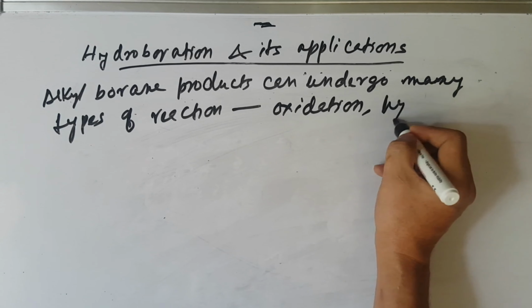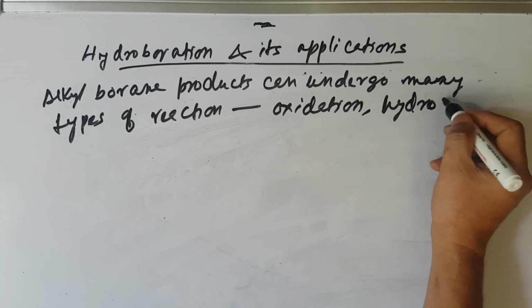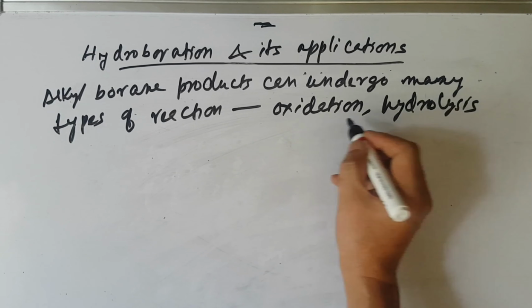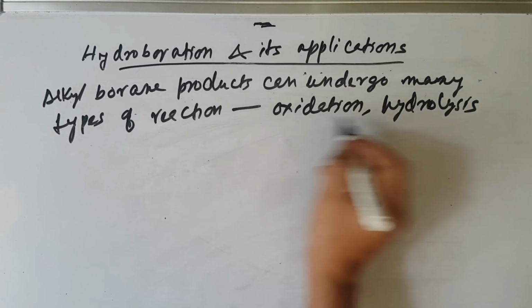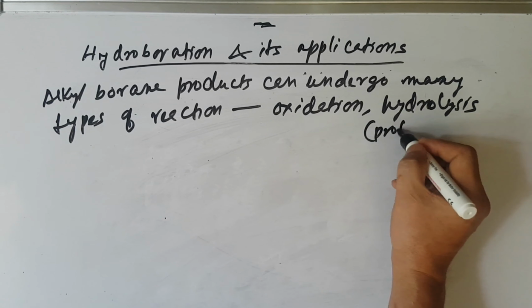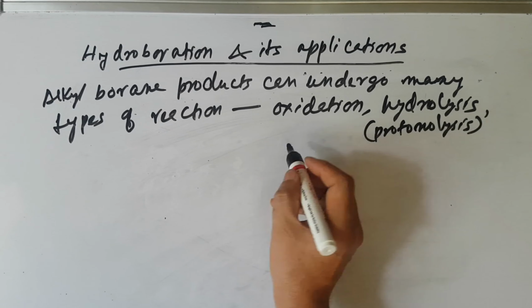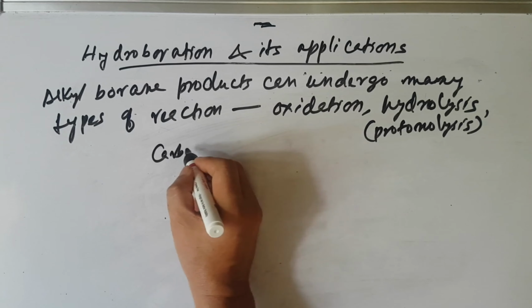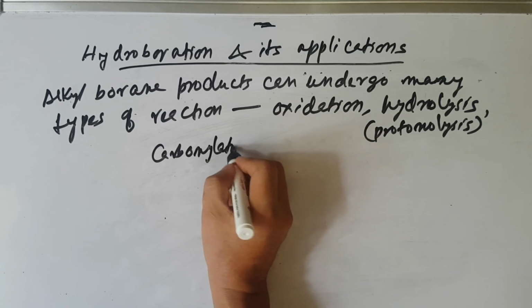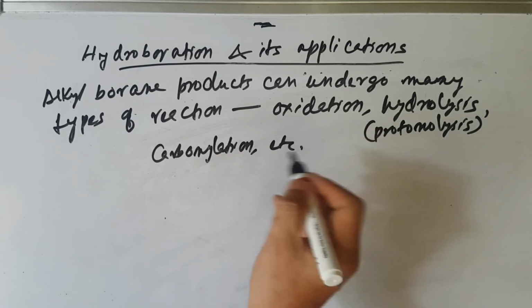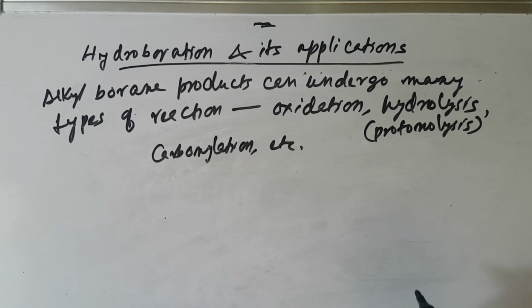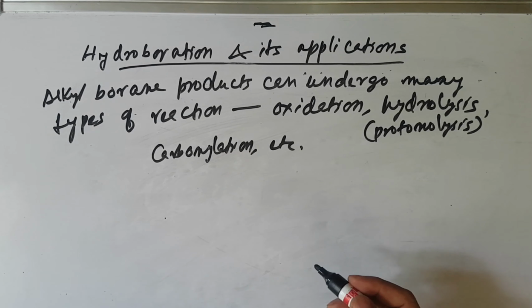and hydrolysis. Hydrolysis we also say protonolysis, addition of proton, and carbonylation, etc. Okay, so alkyl boron products we obtain by hydroboration, the reaction of boron with alkenes, can undergo further reactions.